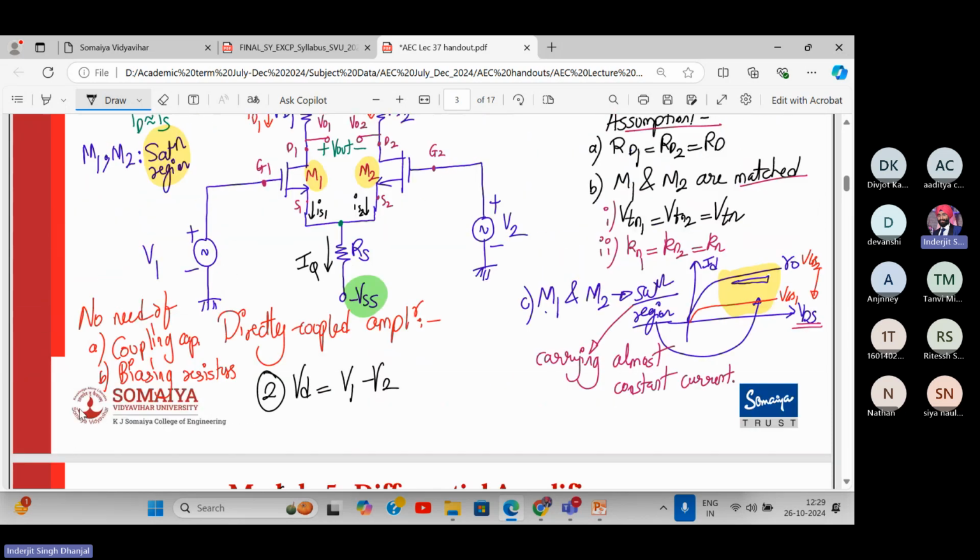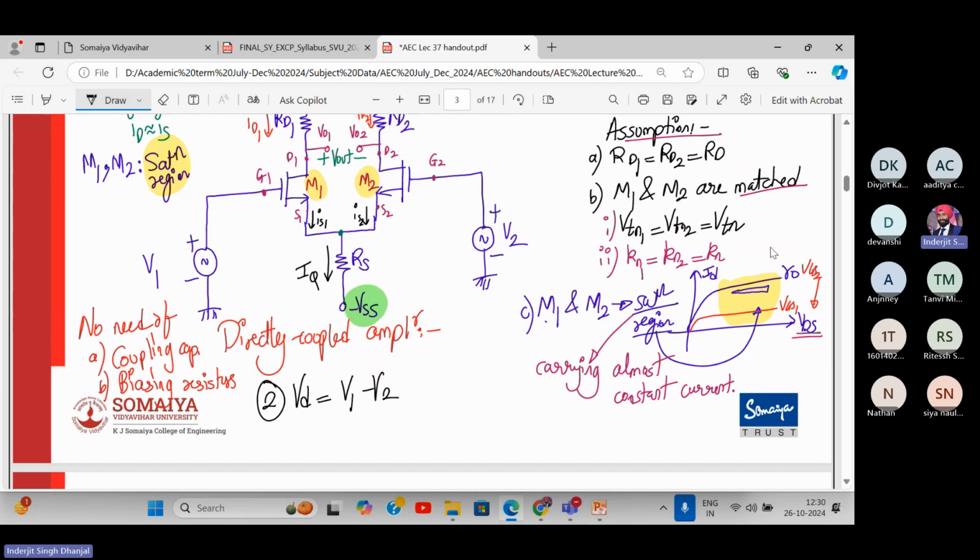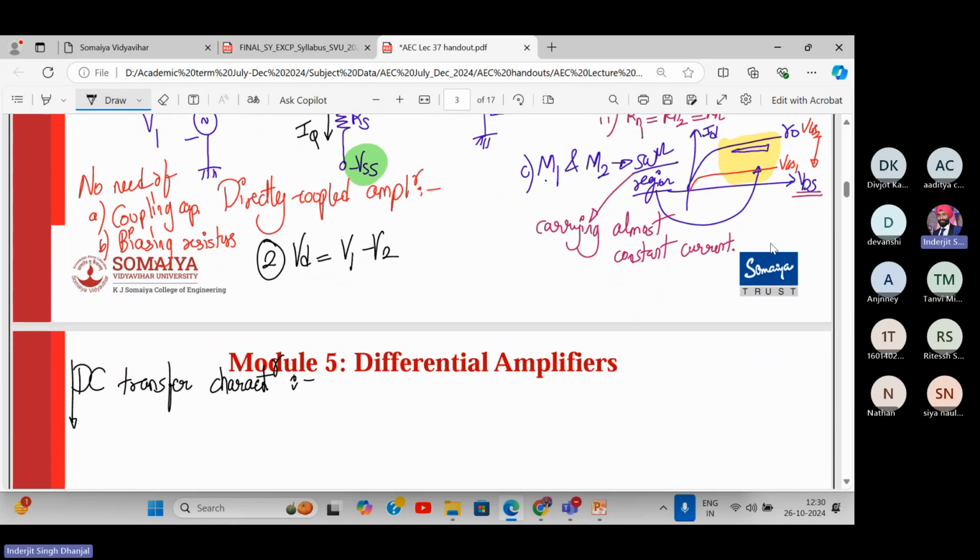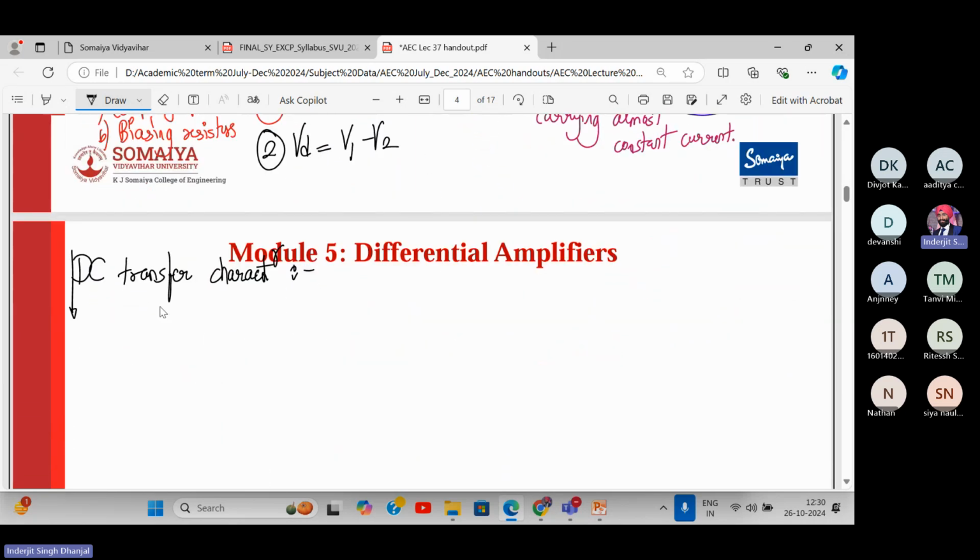So what we do is we neglect the output resistance. We neglect the RO, output resistance of M1 and M2, and assume that the two transistors are matched. What do you mean by two transistors being matched? You remember the drain current equation of the MOSFET: ID1 is given by Kn times (VGS1 minus VTN1) the whole square. Do you agree on this?